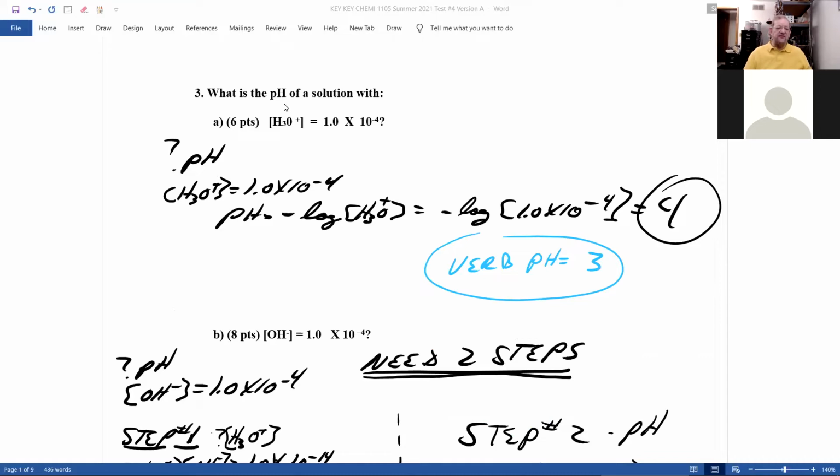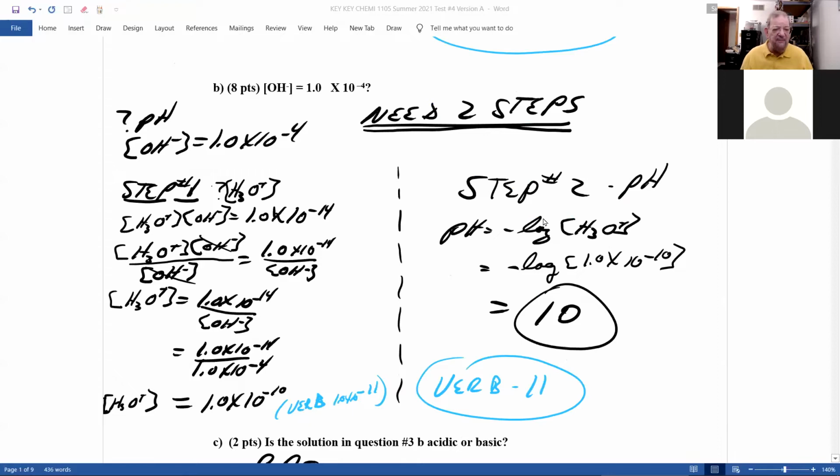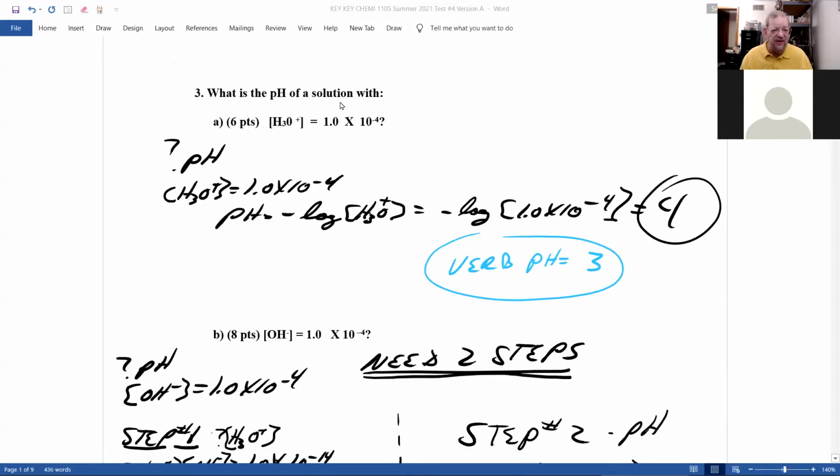What is the pH of a solution with the hydronium ion concentration 1.0 times 10 to the minus fourth? You're trying to find pH. You're given the hydronium ion concentration. That pH is equal to minus the log of the hydronium ion concentration, H3O plus. Put that in there. And the answer for version A is 4. For version B, it's 3. Same procedure.